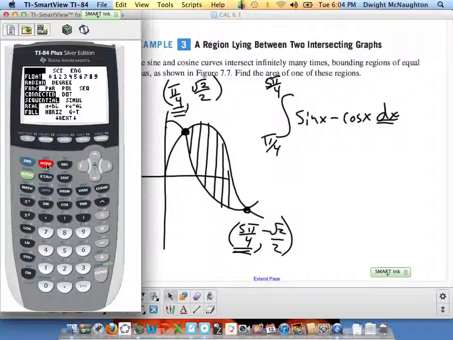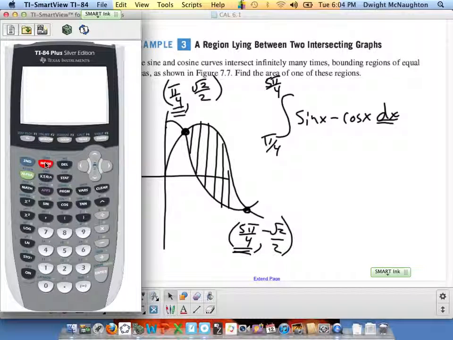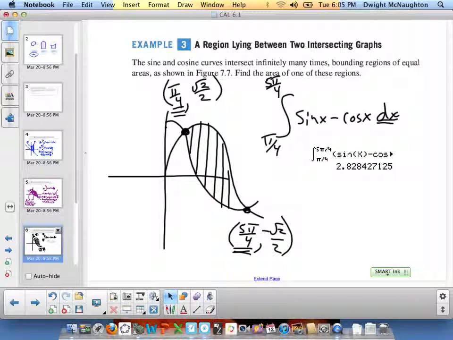First thing, always when doing calculus with trig, make sure you are in the correct mode. And we are at radians. All right, so we'll integrate it. Math 9. The lower limit is pi/4. The upper limit is 5pi/4. And it's sine of x minus cosine of x with respect to x. If you want to try it by hand and check first, that's a good thing. But it works out to be 2.828.